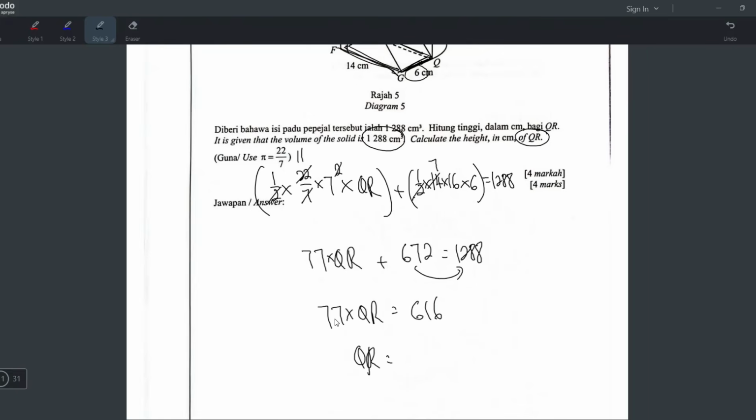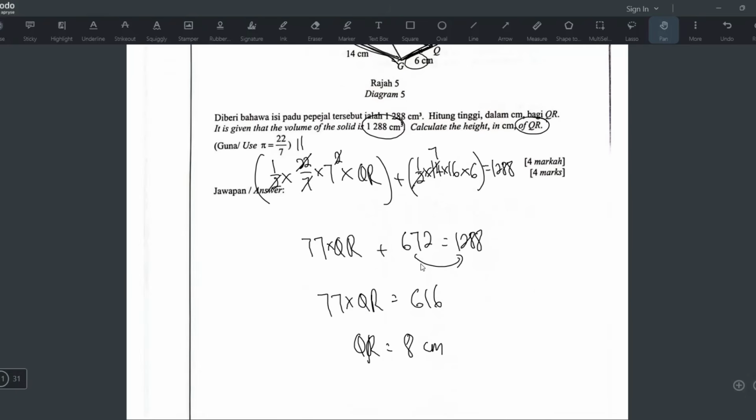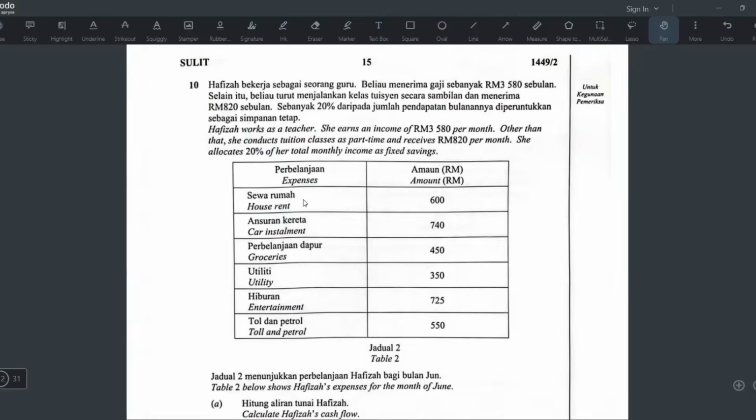This multiply moves over and becomes divide. So divide by 77, you get 8. And the unit is in cm. Yeah, because everything is in cm. So automatically it comes out in cm also. And the question indeed asks to find height in cm also. So that's the answer. Alright, that's all.